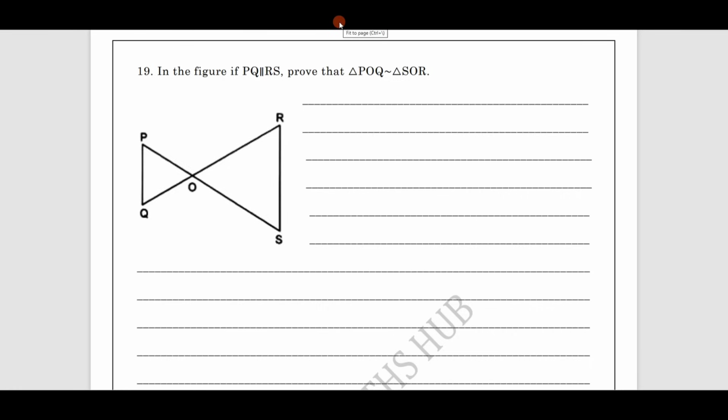Dear students, in this question, they have given PQ is parallel to RS. We need to prove that triangle POQ is similar to triangle SOR. See here, if PQ is parallel to RS, we can say that angle P is equal to angle S. Why? Because they are alternate angles.